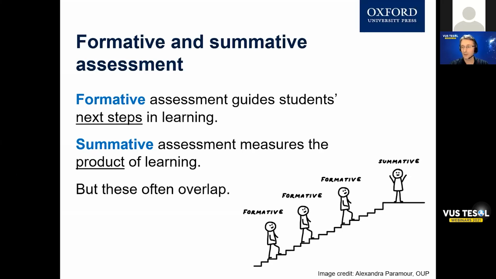Now, the other kind is a summative assessment, right? And summative assessment, you've reached the top of the stairs, okay? And you are looking back, right? You're looking back at what students have achieved and probably giving them some kind of grade. So as you can see at the bottom, although these two seem pretty clearly different, they often overlap. And I'll give you an example of how they might overlap.